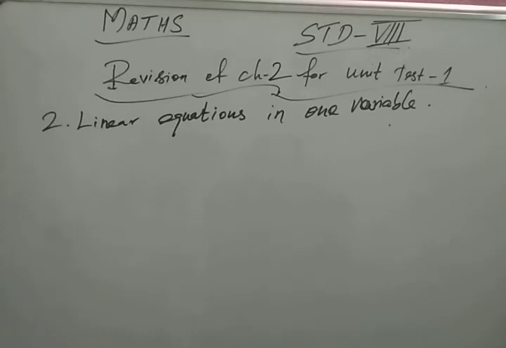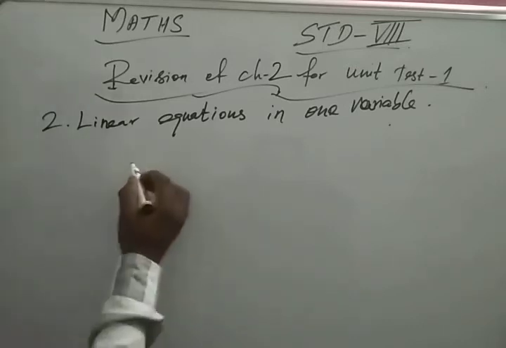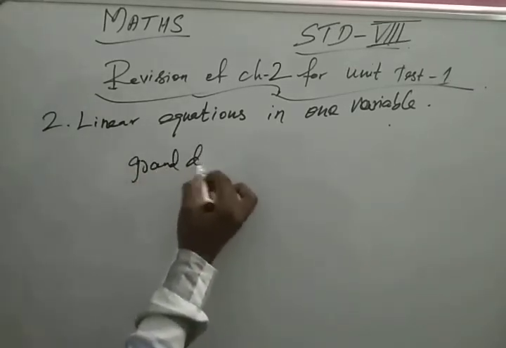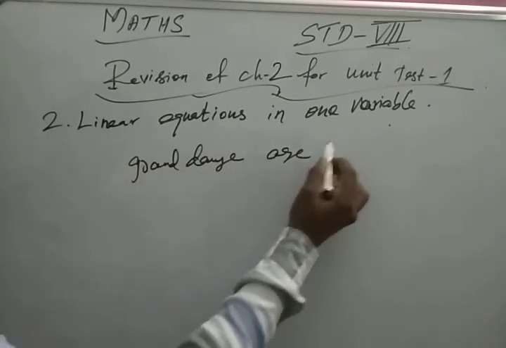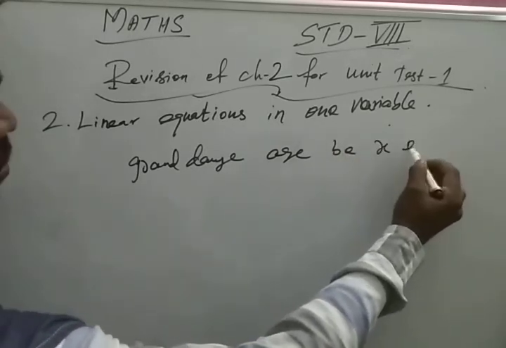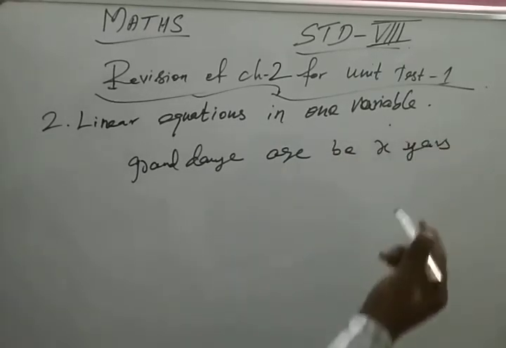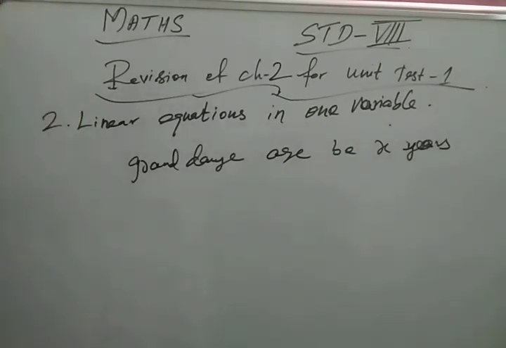The next question is, a grandfather is 10 times older than his granddaughter, and he is also 54 years older than her. So we have to take the granddaughter's age. Let the granddaughter's age be x years.